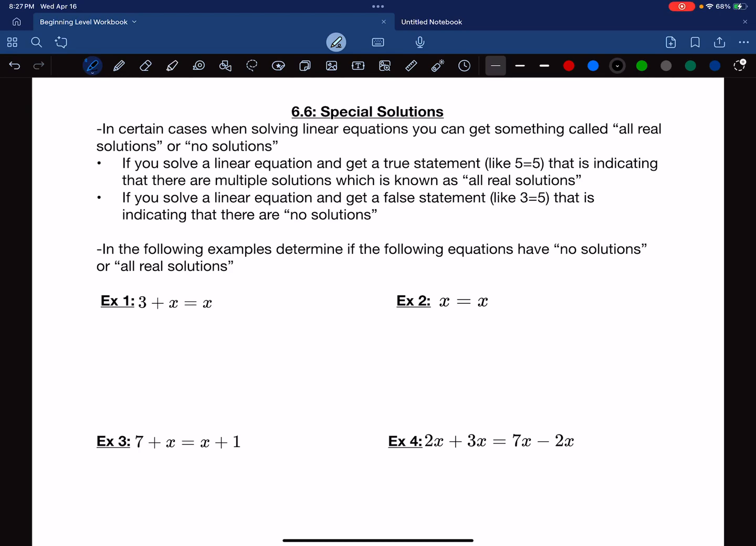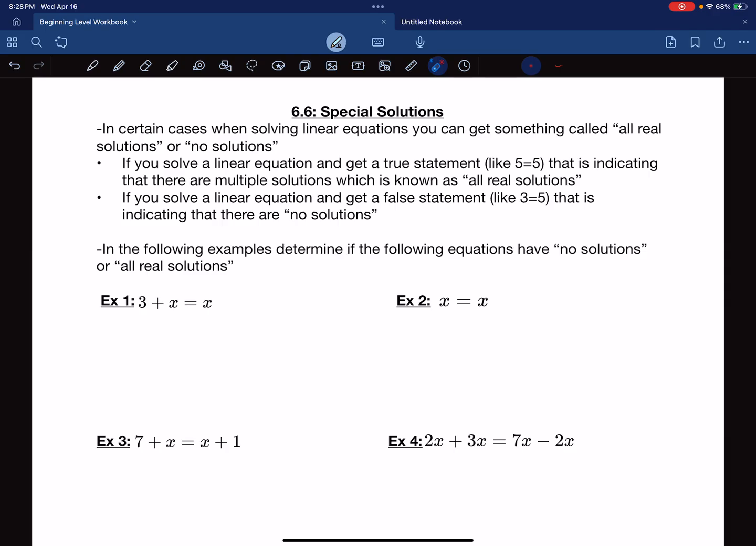Welcome to section 6.6. In this video, we are going to learn about a couple special cases that happen occasionally when we solve linear equations. In certain situations, you can get something that we refer to as all real solutions or no solutions. These are two different cases where we get all real solutions or no solutions.